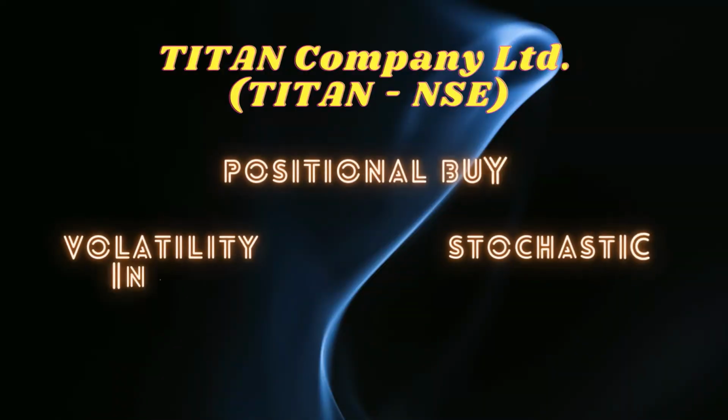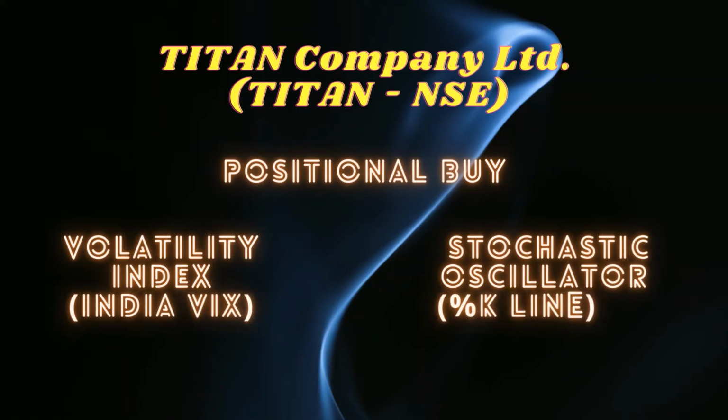Our first strategy is for the stock Titan Company Limited, which is trading in the NSE. This is going to be a positional buy strategy, which means we will buy first, hold it for a few days, and then sell. For buy signals, we will track the Volatility Index, also known as India VIX, along with Stochastic Oscillator, wherein we will make use of 5-period %K line.